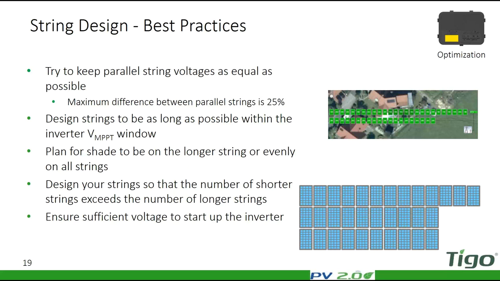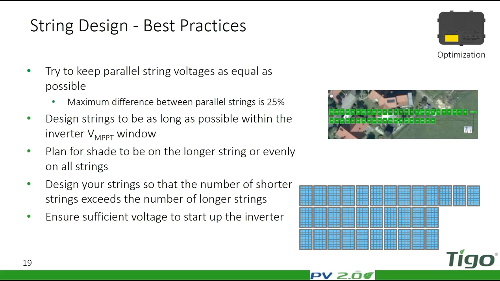As a guideline, it's generally good to have them as equal as possible. So don't just go ahead connecting your maximum number on one and then whatever leftovers on the other. Be reasonable when you do the string design. Next, generally speaking, we always recommend to go as long as possible with your string design, of course within the inverter's voltage limits.